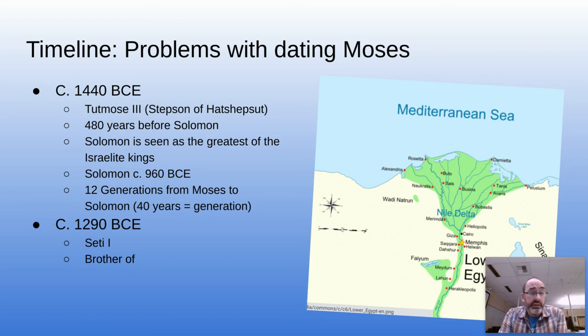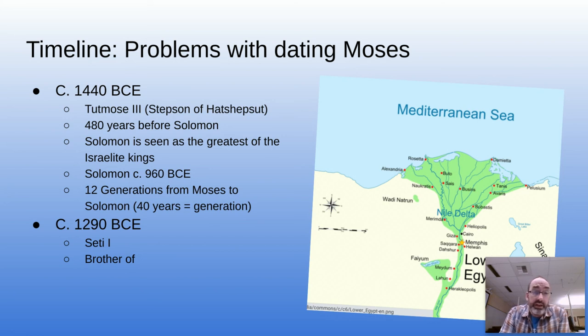Now, if it is 1440, the pharaoh at that time would have been Tutmosis. Again, Tutmosis, his name means Thoth has risen, or Thoth is born, because the word Moses means born or son. And so, if you remember, Tutmosis III was a stepson of Hatshepsut, one of the female pharaohs. So this is a difficult dating because we are not sure.